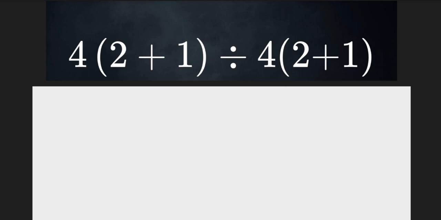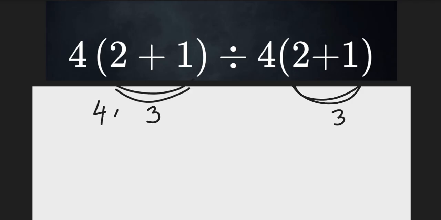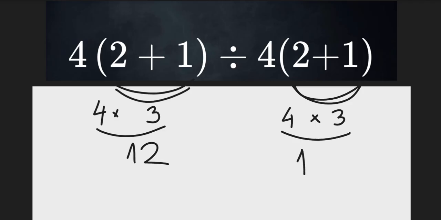Alright, I would say that many of us would think of this question this way. I see that brackets have priority. Everyone has it somewhere in the back of their mind. So 2 plus 1 is equal to 3. Same thing here. 2 plus 1 is equal to 3. And then we know that we need to multiply that by 4. Here we need to multiply that by 4, right? So 4 multiplied by 3 is 12.